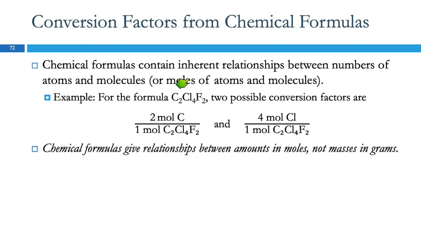right, in 1 mole of the compound. If we want to look at the chlorine, well, there's 4 moles of chlorine in 1 mole of compound. What would it be if we're looking at the fluorine? Two moles of fluorine per 1 mole of compound.